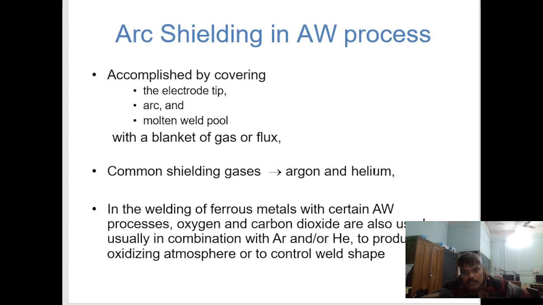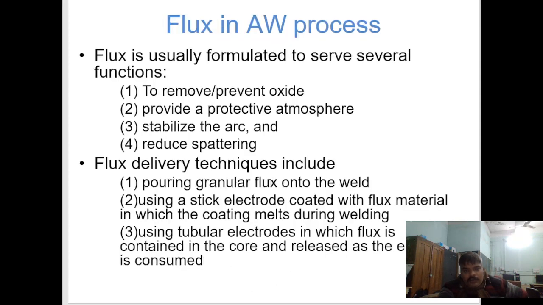Common shielding gases are argon and helium. In the welding of ferrous metal with certain arc welding processes, oxygen and carbon dioxide are also used, usually in combination with argon and helium to produce an oxidizing atmosphere or to control weld shape. For controlling the weld shape, sometimes oxygen and carbon dioxide are also used. Flux is usually formulated to serve several functions: to remove and prevent oxide, provide a protective atmosphere, stabilize the arc, reduce spattering. These are the functions of flux.